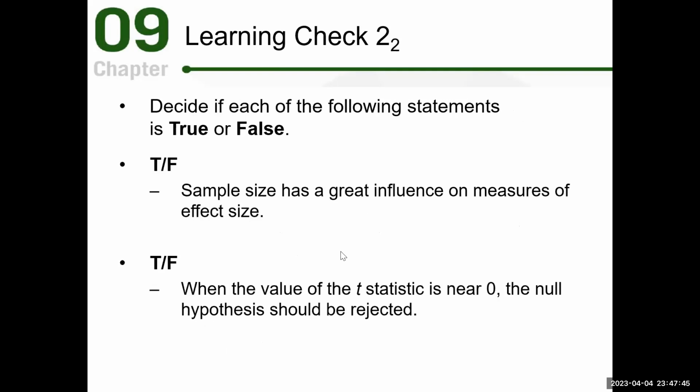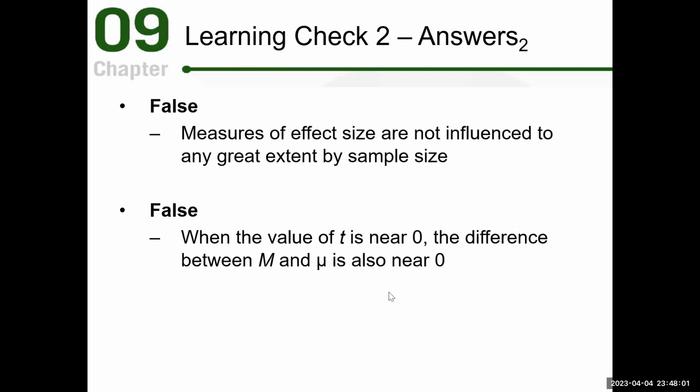True or false? The sample size has a great influence on the measures of effect size. That would be false. When the value of the t statistic is near 0, the null hypothesis should be rejected. That is false. Anything near 0 means that you're not going to reject the null hypothesis. You're going to fail to reject the null hypothesis.